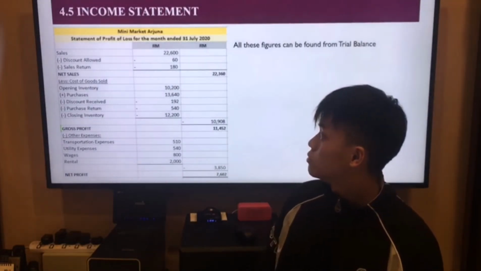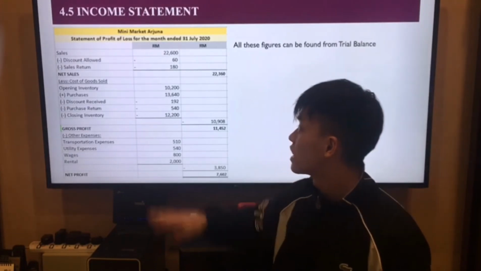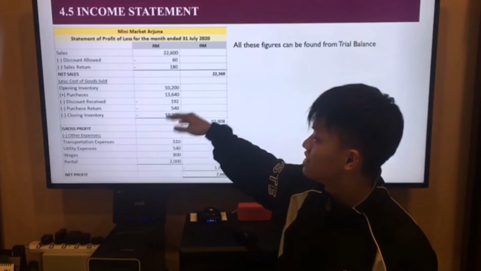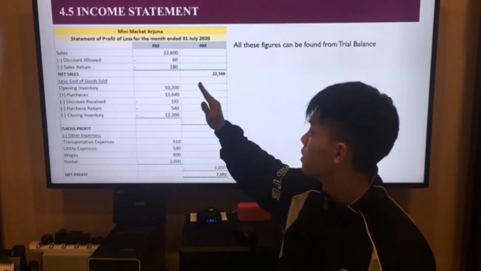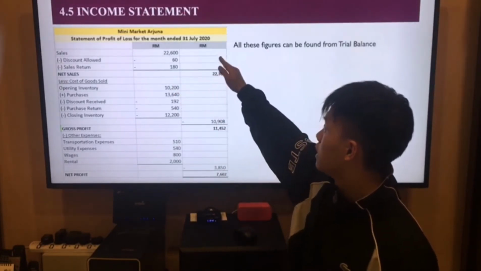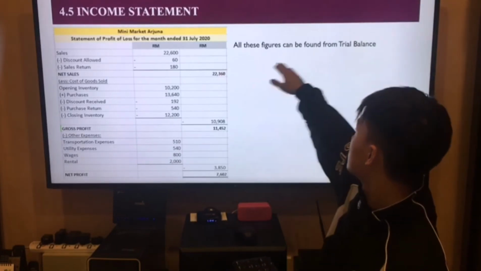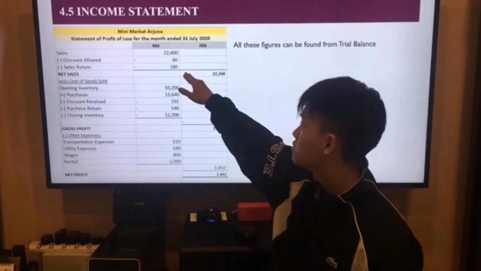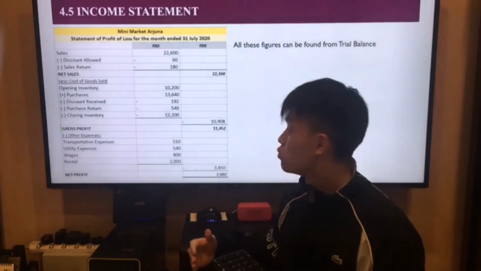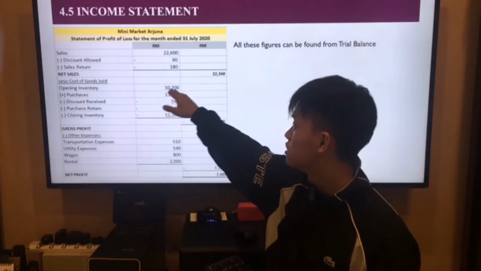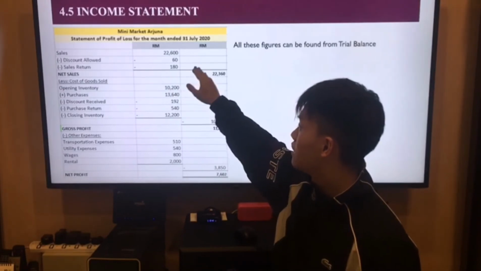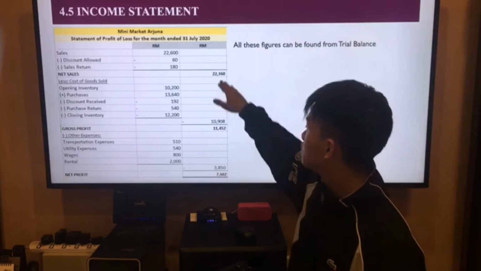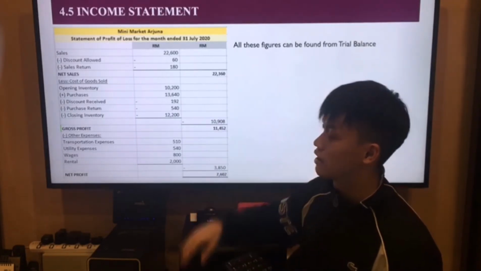So now we will be discussing how to do the income statement. Our business name is Mini Market Arjuna, and this is the statement of profit or loss for the month ended 31st July 2020. All these figures can be found from the trial balance. First we have the sales, which is 22,600 ringgit, and then we deduct discount allowed and sales return, which are 60 ringgit and 180 ringgit. Then we get the net sales of 22,360 ringgit.